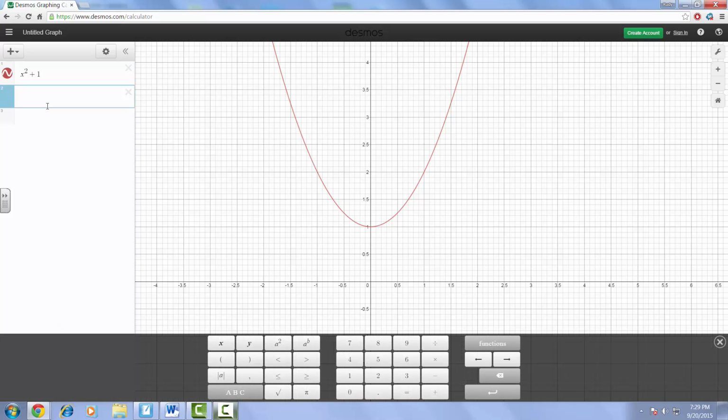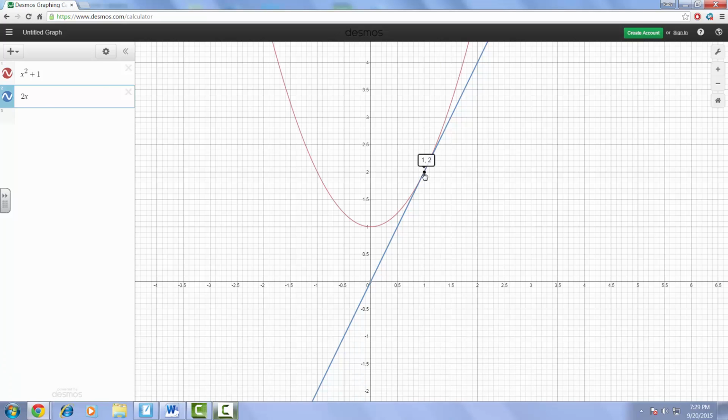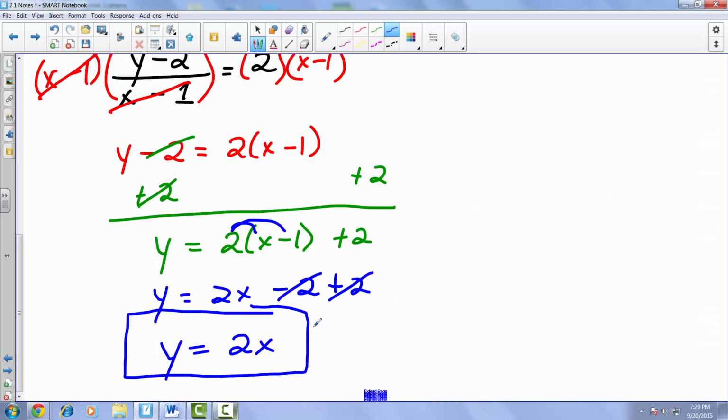If we graph our line y equals 2x, there it is. And we can even see that at (1, 2), it is in fact tangent there. It's only grazing it once, specifically at (1, 2). So that just proves that this is in fact our tangent line. Again, that is example 2 continued from our 2.1 set of notes.